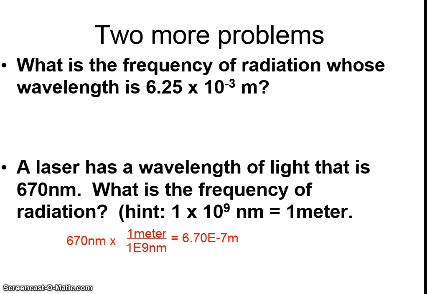So let me show you that. Okay, so I just showed here how you would work this out. You're converting from nanometers to meters. We're going to put nanometers on the bottom. Our relationship is that 1 meter is 1 times 10 to the 9th nanometers.